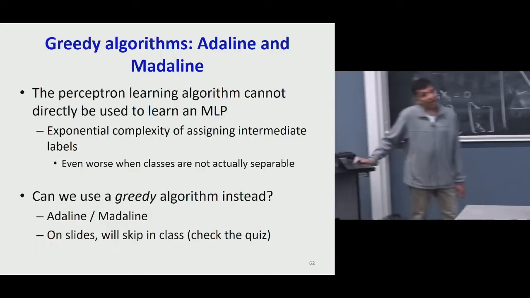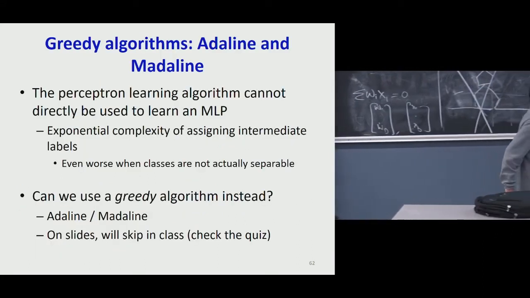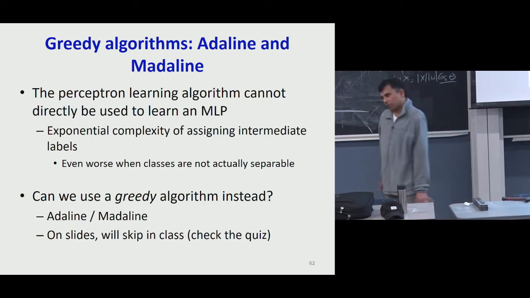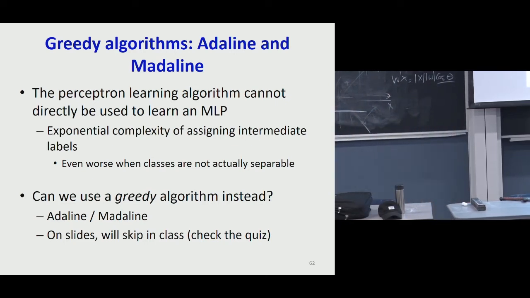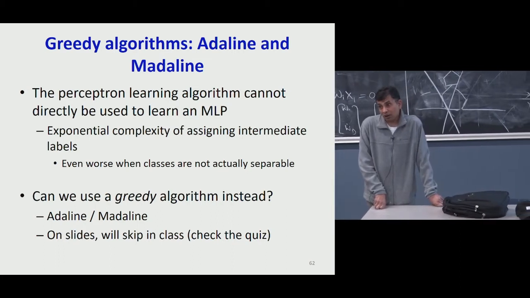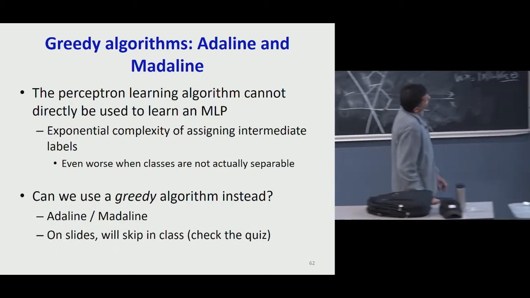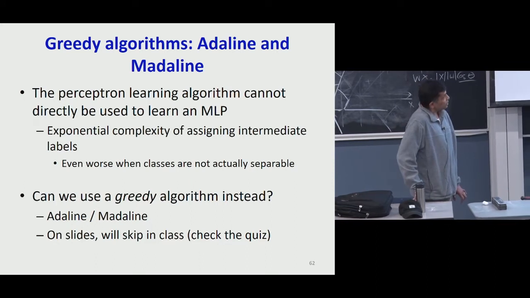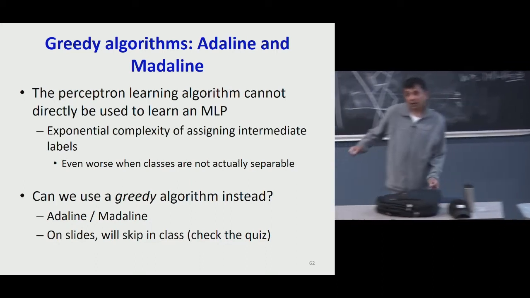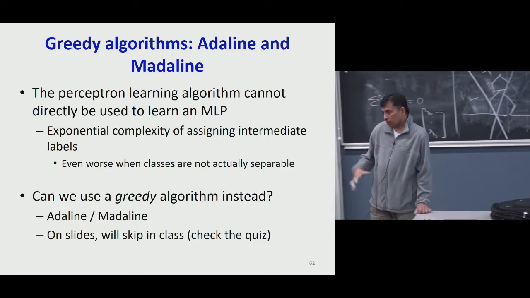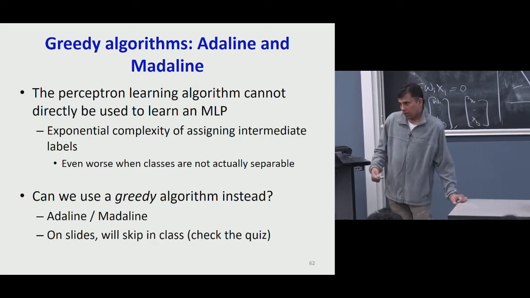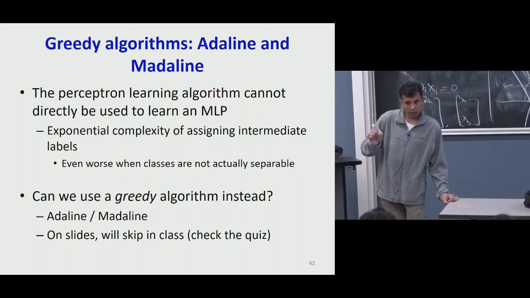So there were greedy algorithms proposed by Bernie Widrow, Adaline and Madaline. Widrow is a professor over in Stanford, and the learning algorithms he came up with have formed the basis of a lot of machine learning and signal processing. So what we figured was that the perceptron learning algorithm cannot be directly used to learn an MLP because of the exponential complexity. So can we use greedy algorithms instead, where we sort of flip one? The problem here is you had to figure out the labeling for the entire training set for each perceptron. Instead of doing that, can you do this by flipping one training instance at a time and figuring out what really happens?